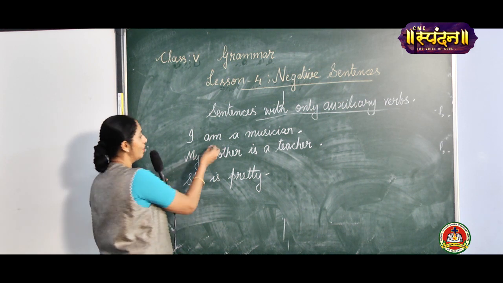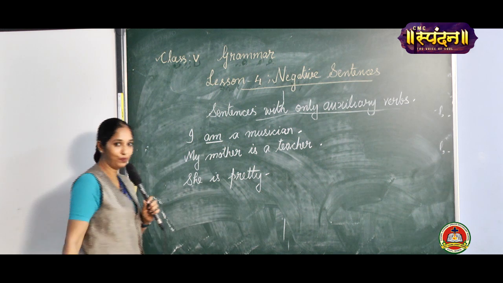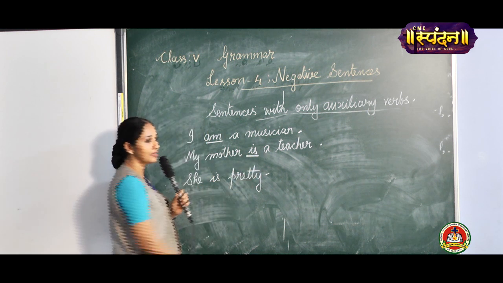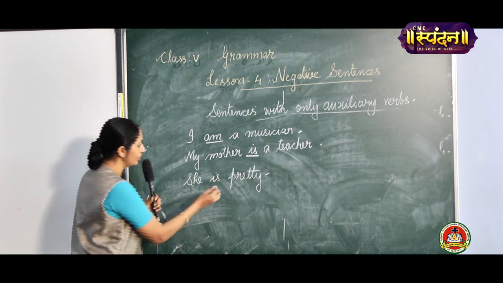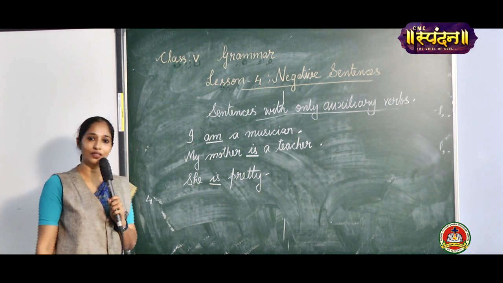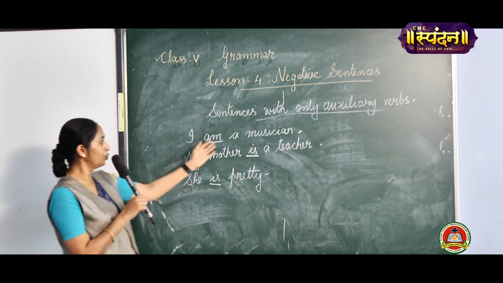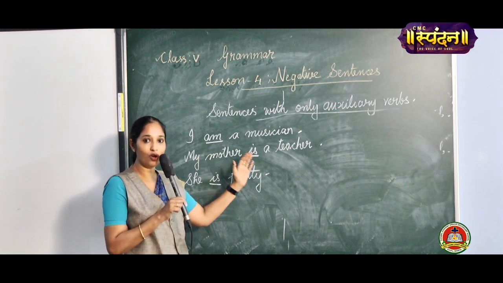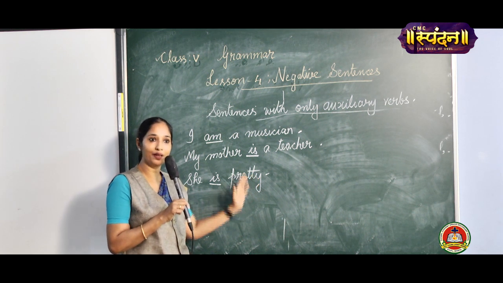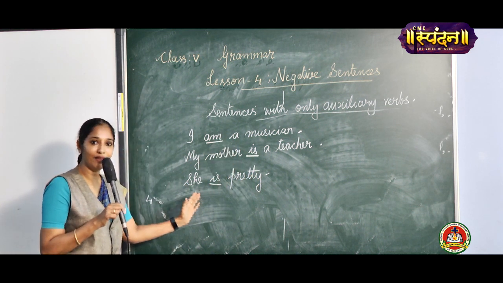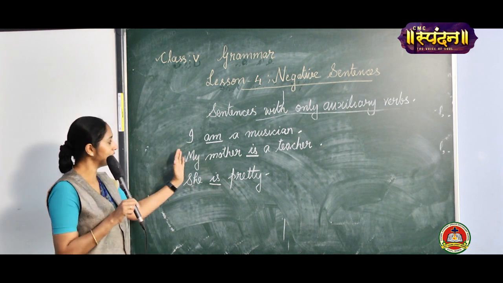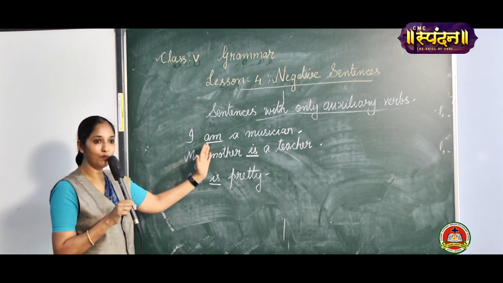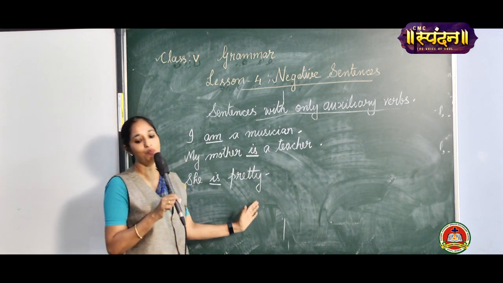So let us underline the auxiliary verbs here. Am is the helping verb or auxiliary verb. My mother is a teacher: is is the auxiliary verb. She is pretty: is is the auxiliary verb. Now check whether we have a main verb in these sentences, like dancing, drawing, writing, jumping, sleeping. Here we don't have any other action word. So these are sentences having only an auxiliary verb, or the auxiliary verb serves as the main verb.